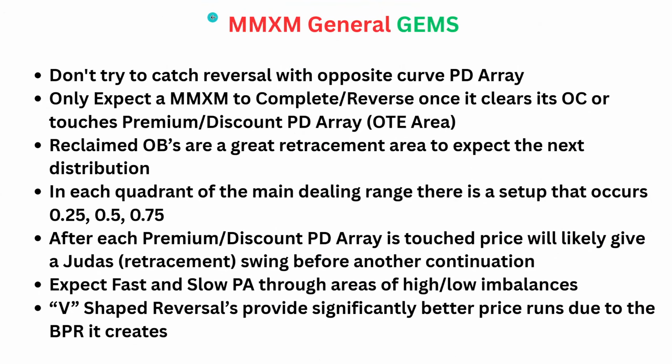Here is some actual market maker model general gems. I've got them just written out. It looks a little bit messy, but we're going to go through each one. So don't try to catch reversals with opposite curve PD arrays. We spoke about that earlier, but the main reason for that is, if you can imagine, right?